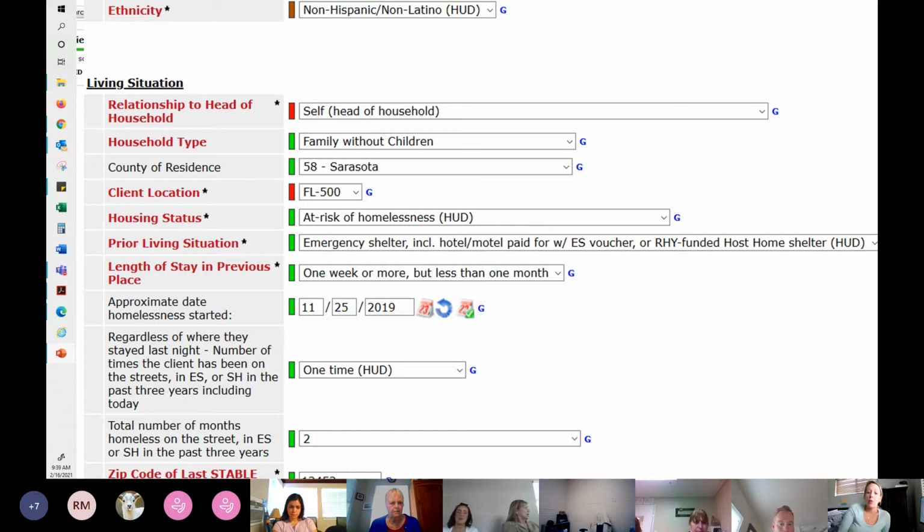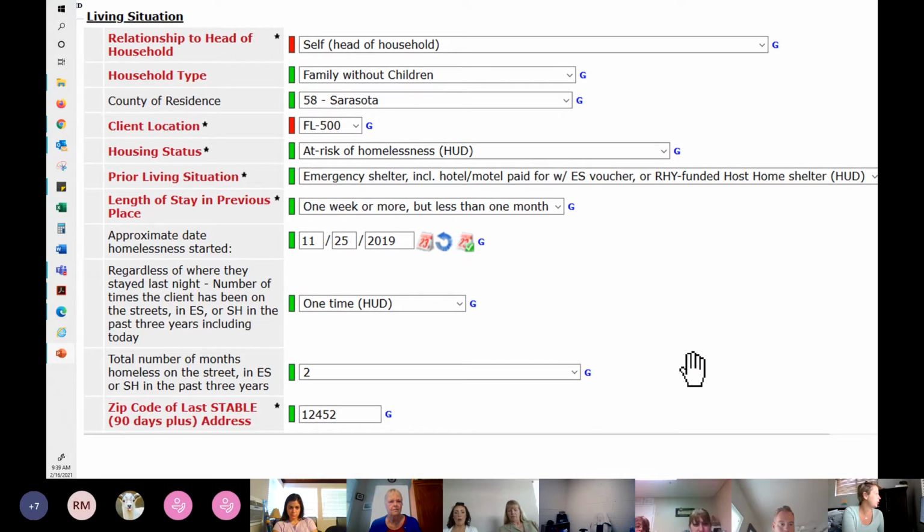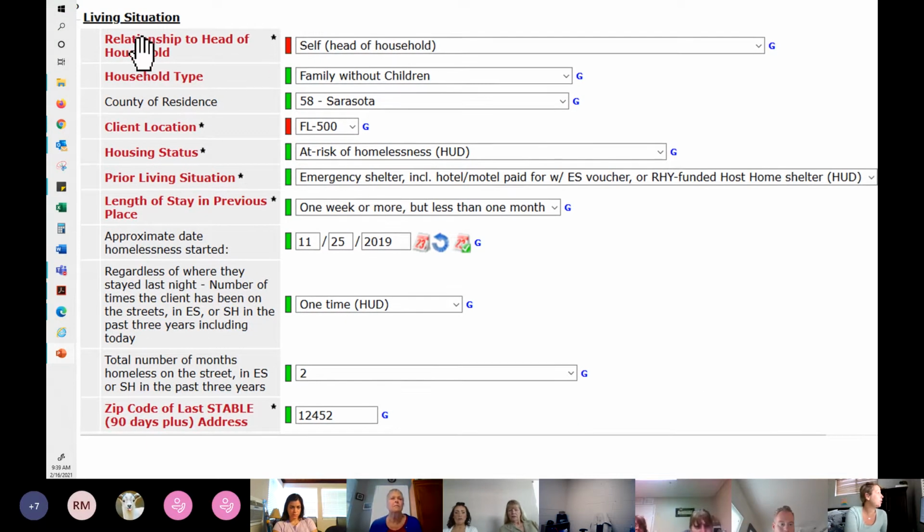We want to make sure that we are entering consistent data so that that client's story is being told. So when we talk about data consistency, we are looking at areas that just don't make any sense, right? So looking at this living situation, as we go down the list, our relationship to head of household and household type. This story is telling us that the person doing this intake is the head of household and they are a family without children. They live in Sarasota County and their client location is FL 500. So they're a Sarasota Manatee client.